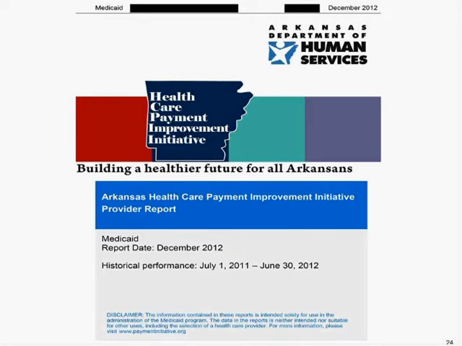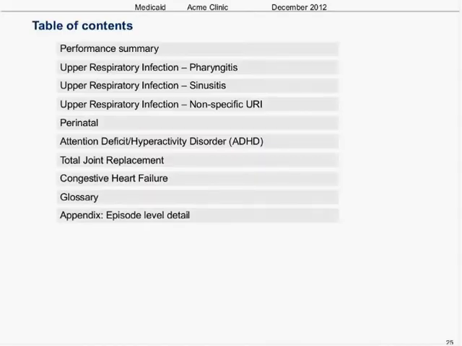The next page we want to look at is the table of contents, which will show at a glance all the episodes in which you are considered a PAP in the Arkansas Payment Improvement Initiative. Next slide.